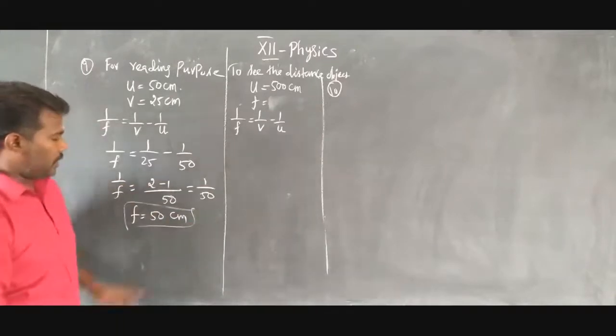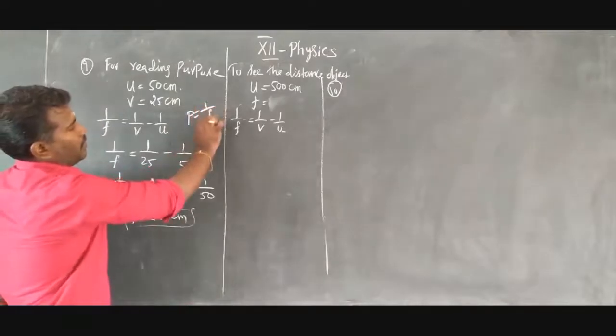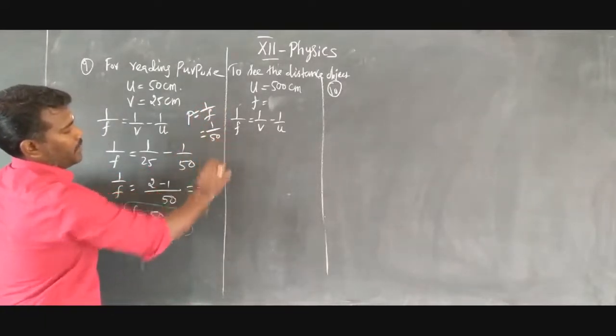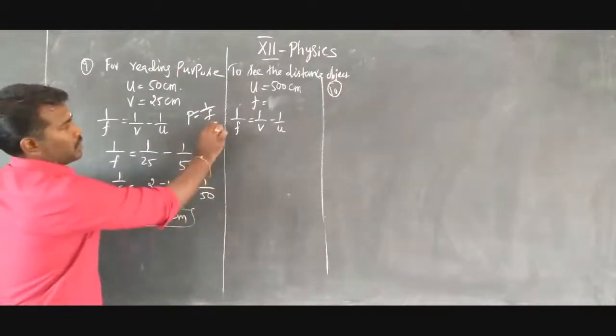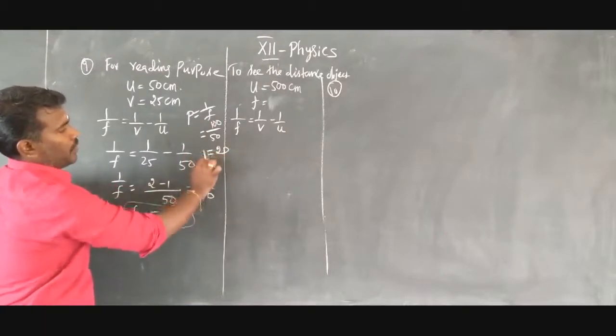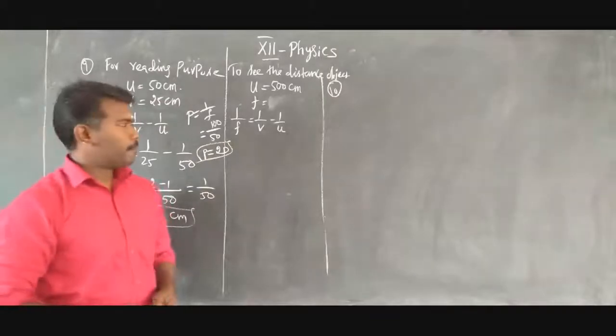Focal length is equal to 50 centimeter. Power is nothing but P is equal to 1 by F, so P is equal to 1 divided by 50 centimeter. You must convert that centimeter into meter first. So 100 divided by 50 is equal to 2 diopter. The power of the lens is 2 diopter.